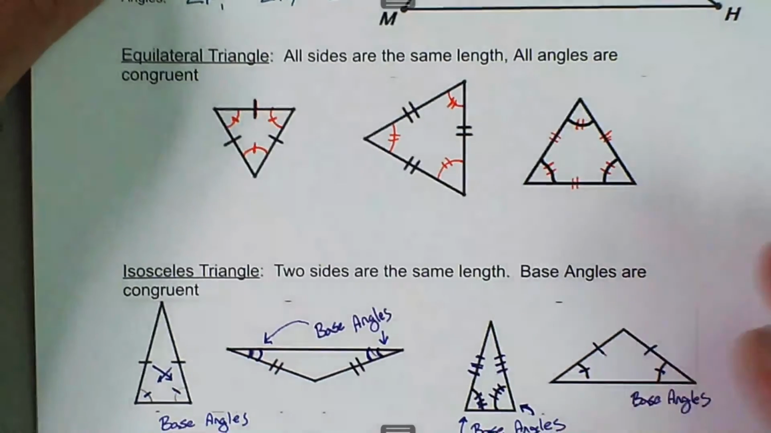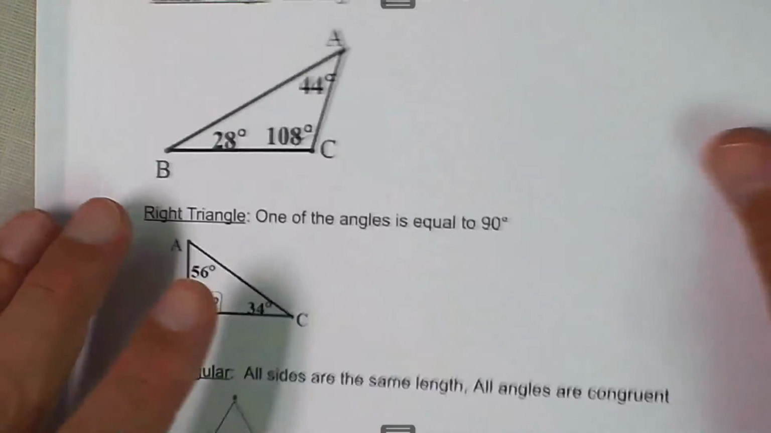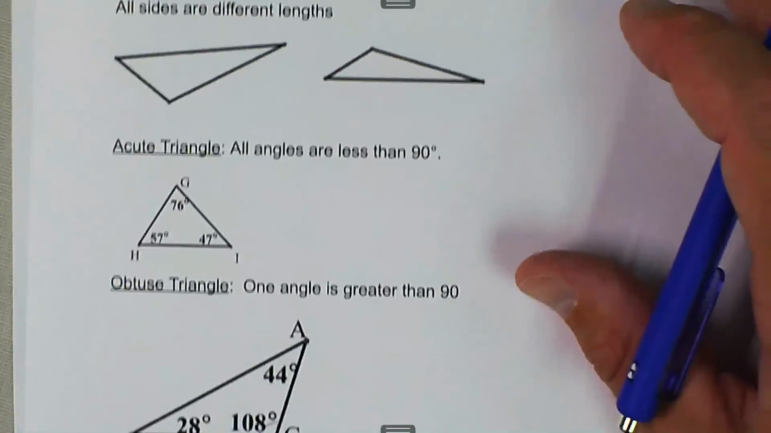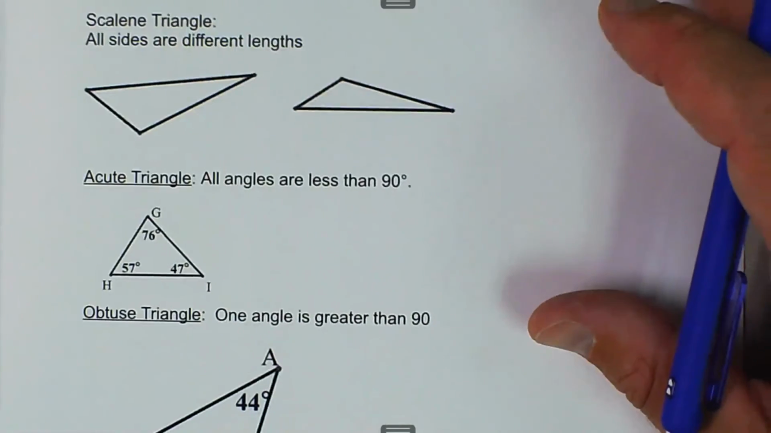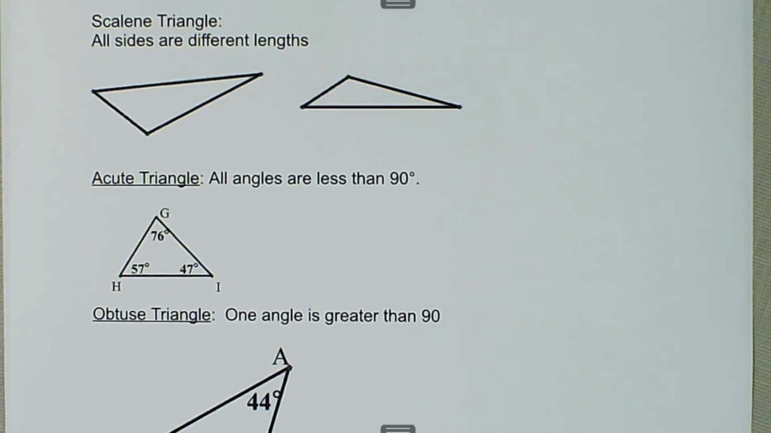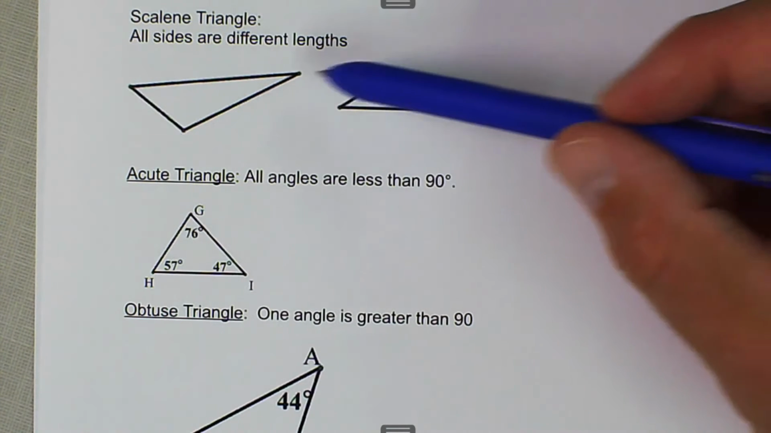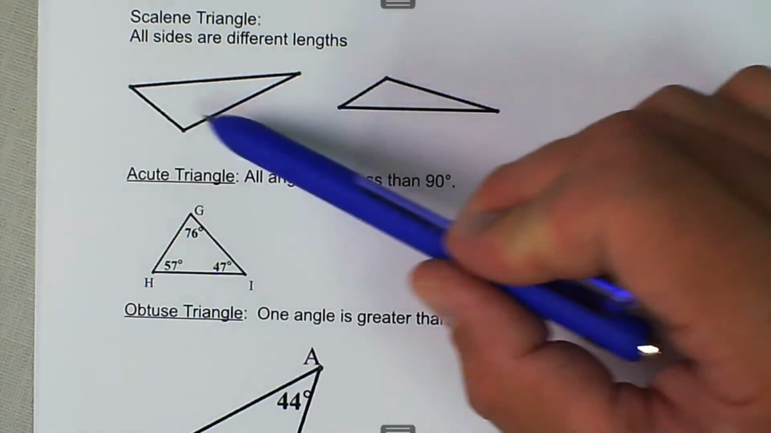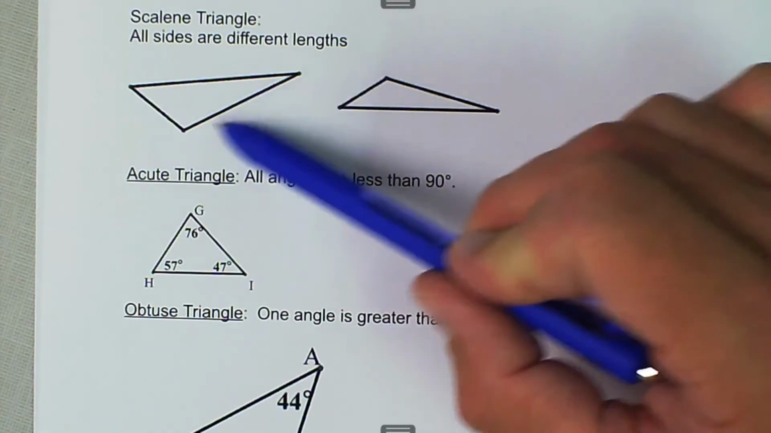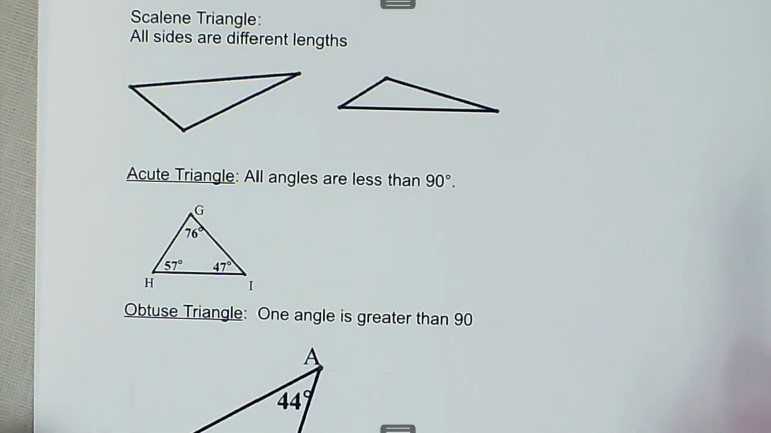Next one that we want to talk about is a scalene triangle. And in a scalene triangle, all sides are different lengths. So there's nothing that we can mark on the triangles to talk about how they're congruent to each other. So we can see from the drawing that we have a long side, a short side in the middle, but we don't have anywhere to compare them to each other.